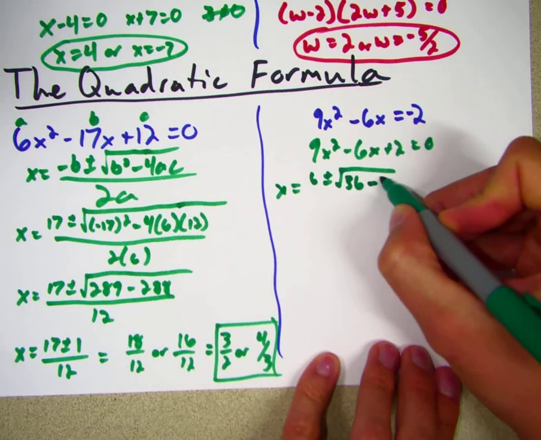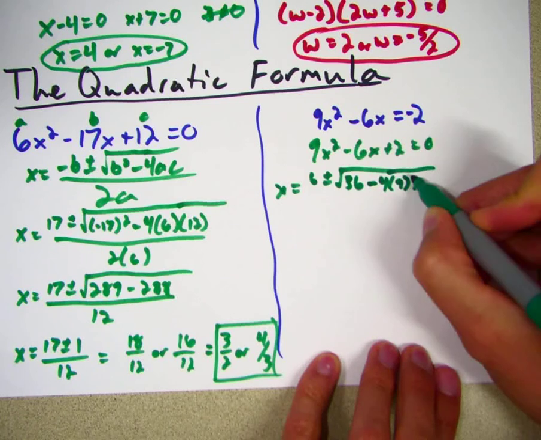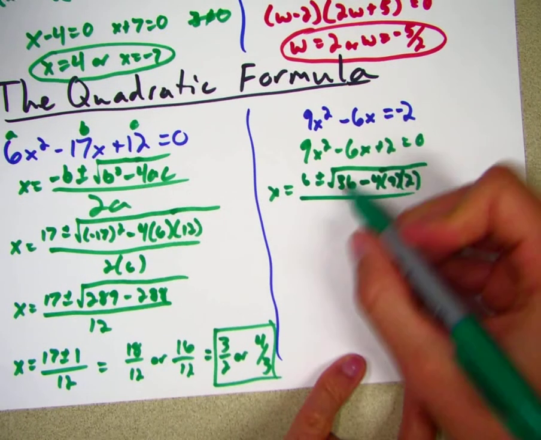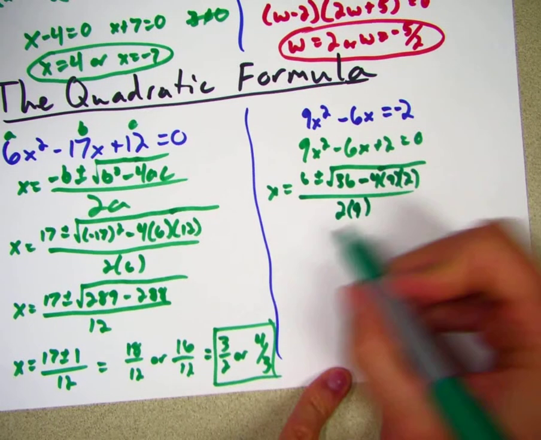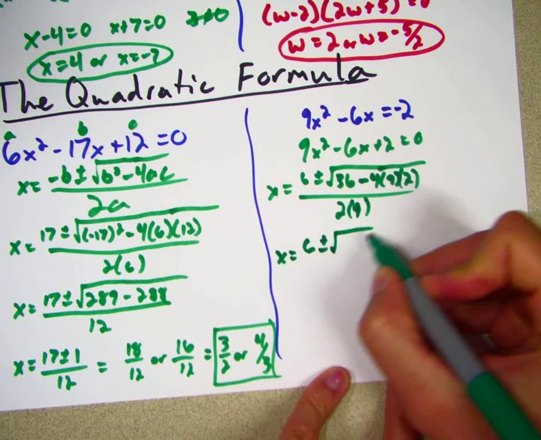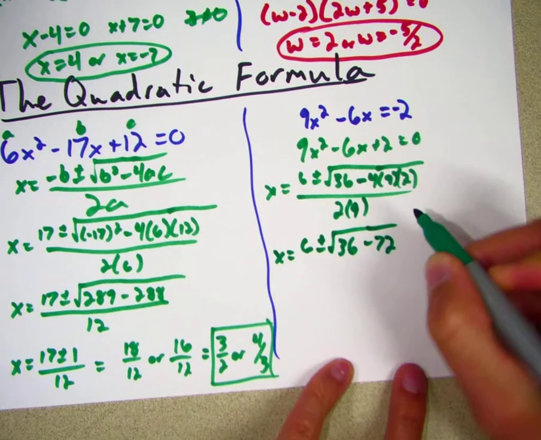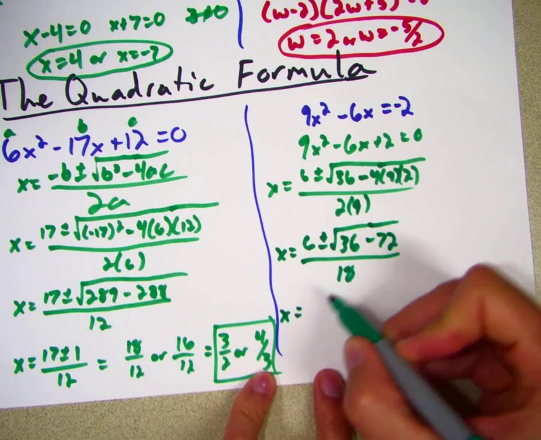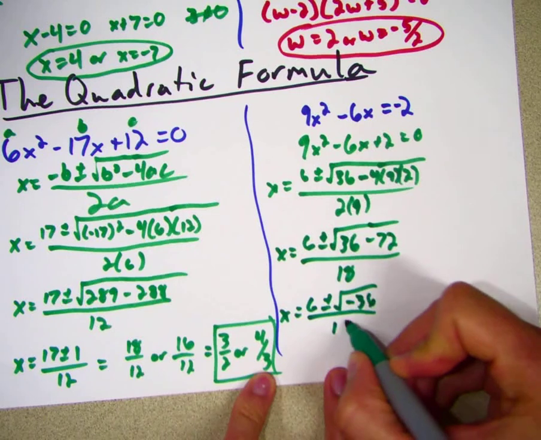It's 36 minus 4 times 9 times 2 all over 2 times 9, which is 18. I could have just written it that way. All right, so this is x equals 6 plus or minus the square root of 36 minus 72 all over 18. So this is going to be x equals 6 plus or minus the square root of negative 36 over 18.